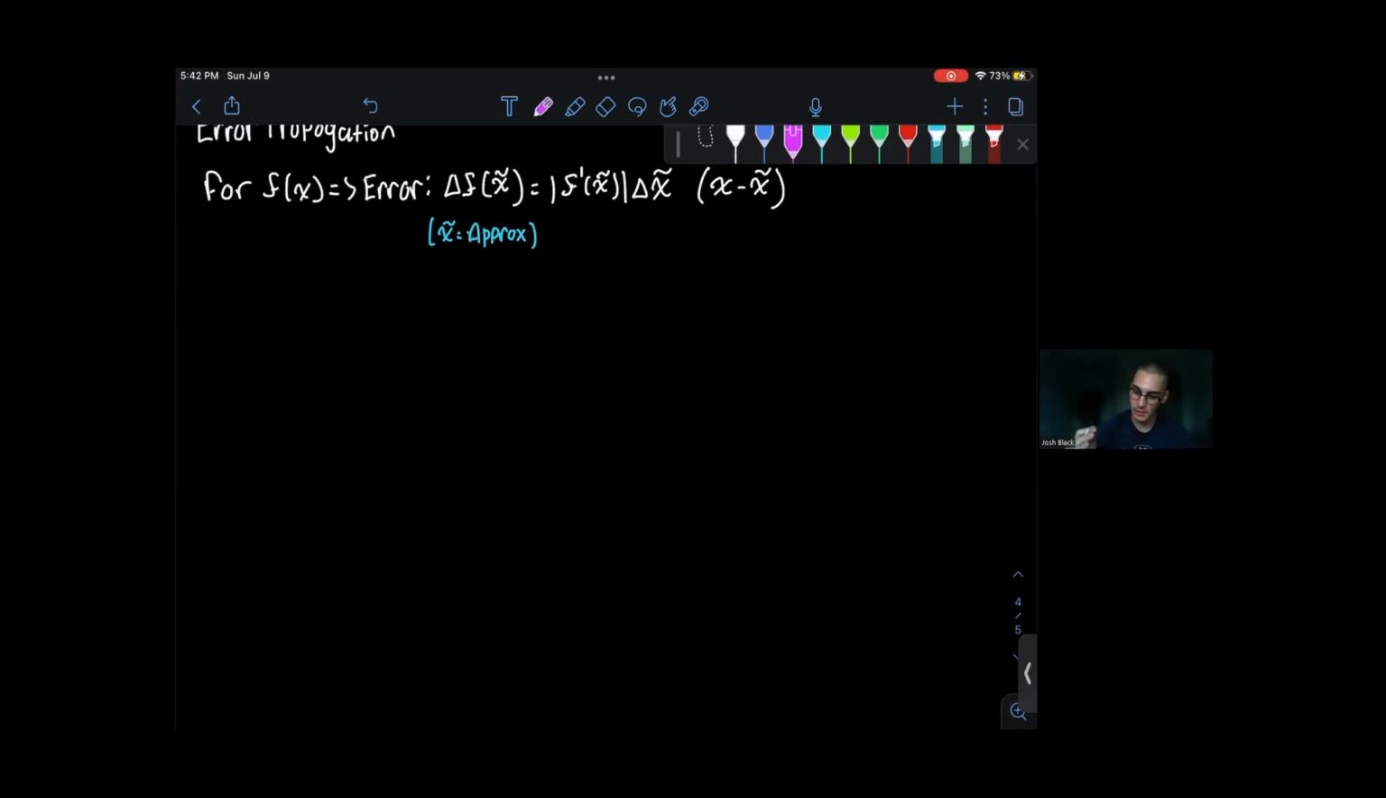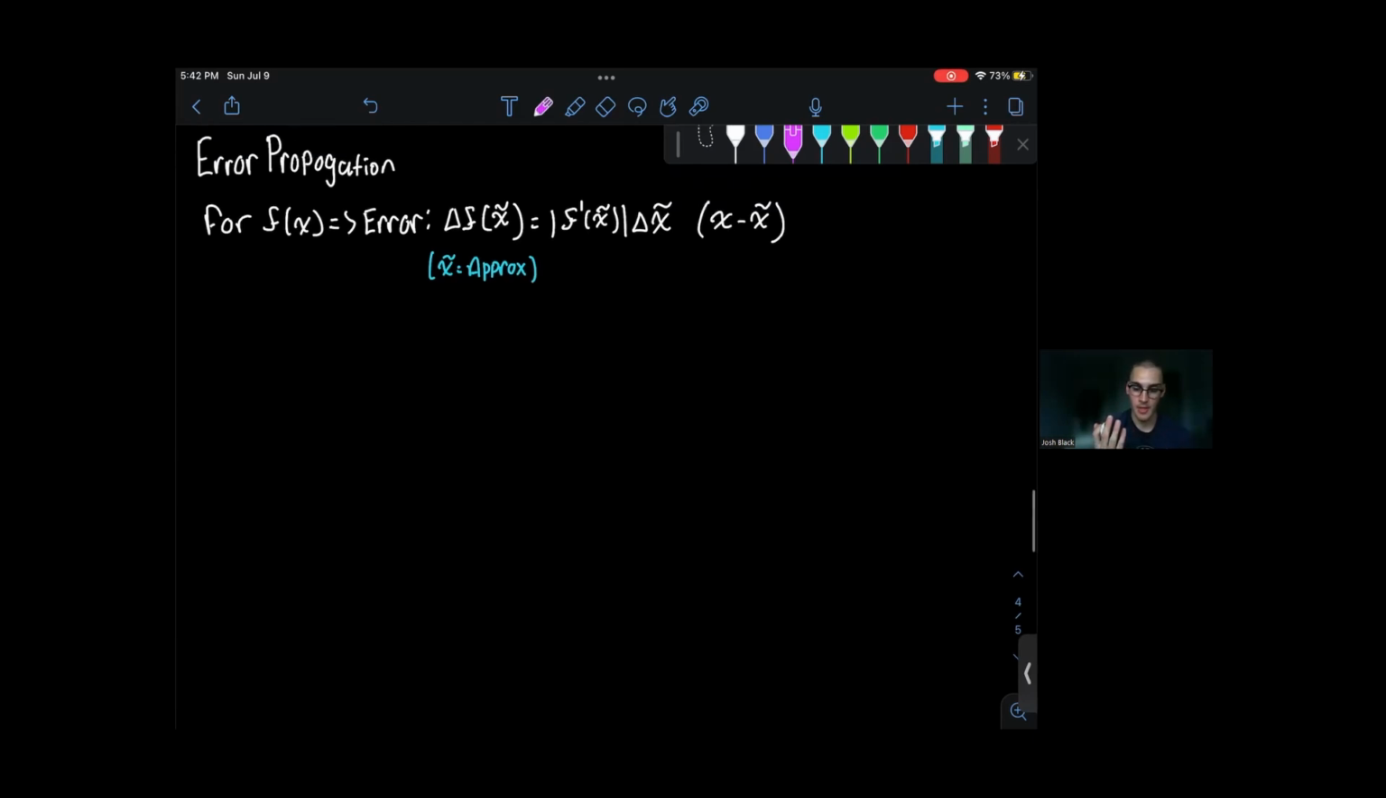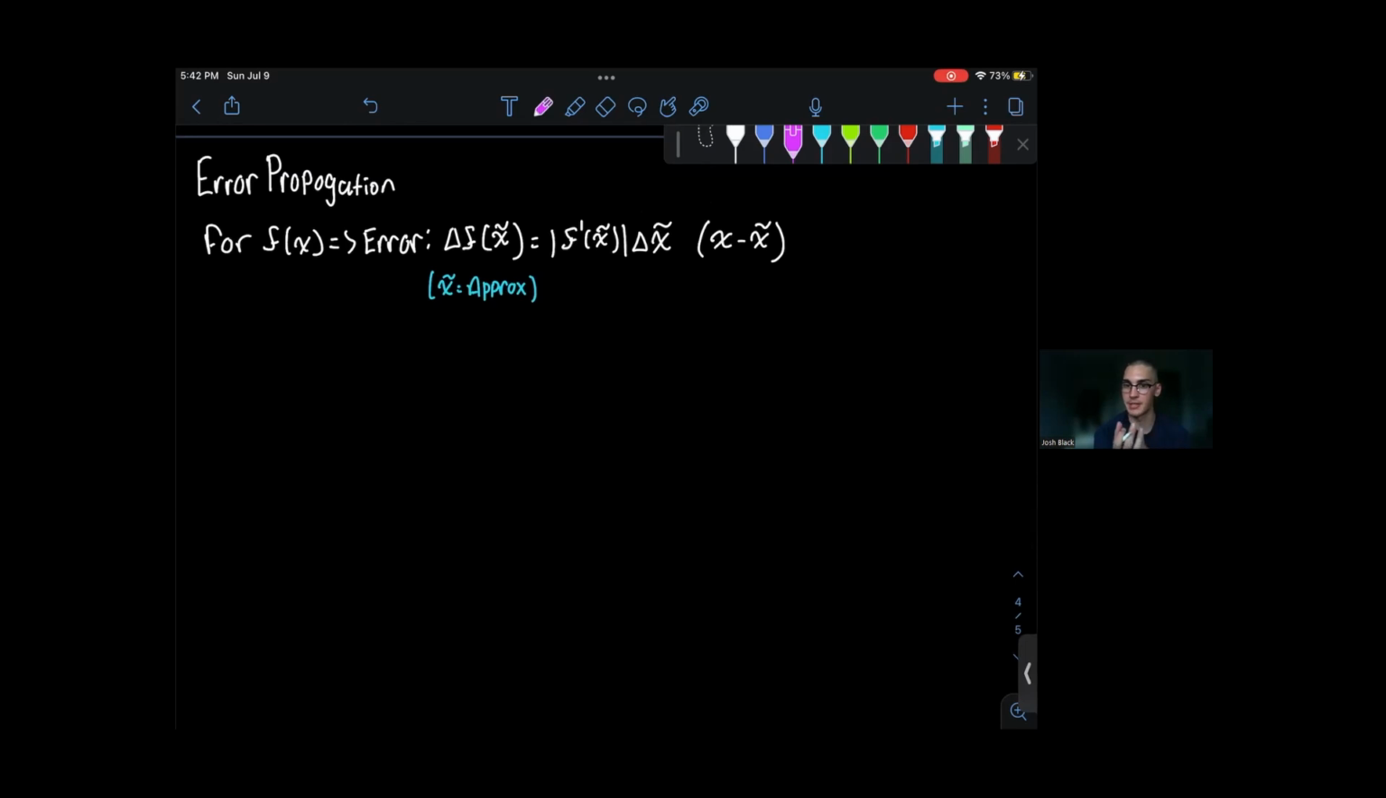And that's all you really need to know. If we want to find what the error in some function is, we're going to equate it to the absolute value of the derivative of the approximation, where we grab our function and input our approximation as the independent variable. Then we are going to multiply that value by our actual true x minus our approximate x. That gives us the error.